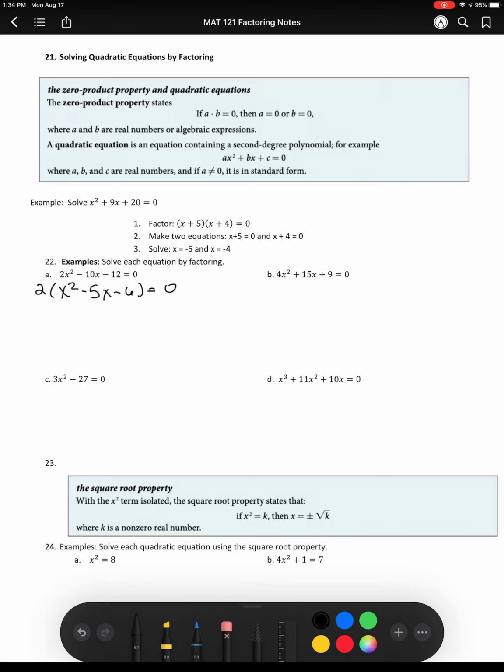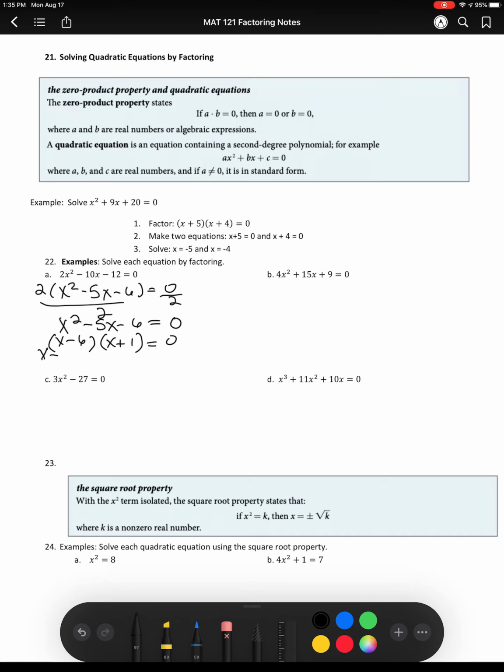Since it's an equation now, we can divide both sides by 2, and 0 divided by 2 is still 0, so that 2 isn't going to matter anymore. So that's what happens with a coefficient on the outside. Now the inside, you can use any of the techniques that you are familiar with for factoring. And this one works out to be x minus 6, x plus 1.